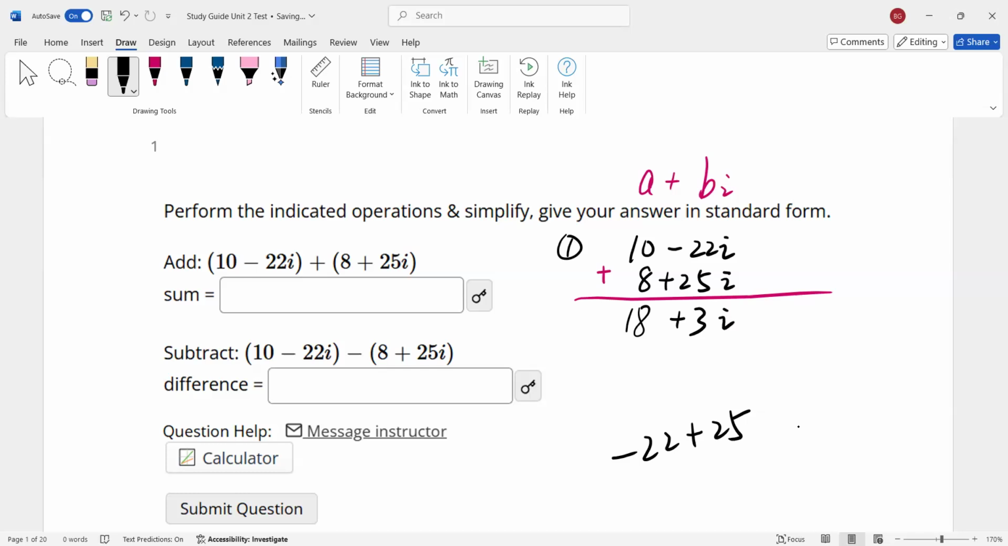And just like that. So when you add two complex numbers, just add their corresponding parts. Keep the imaginary unit. 10 plus 8, 18. Negative 22 plus 25, positive 3. Copy the imaginary unit. Put it behind the imaginary part. All right, I'm going to give you a little time. You do part 2. Subtraction.